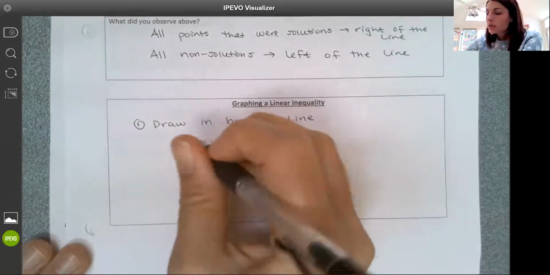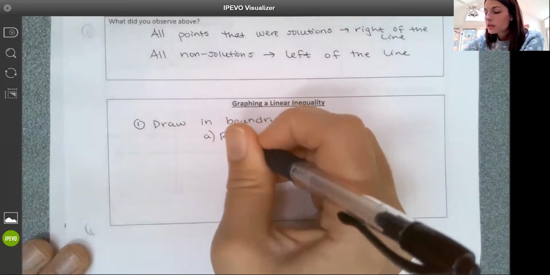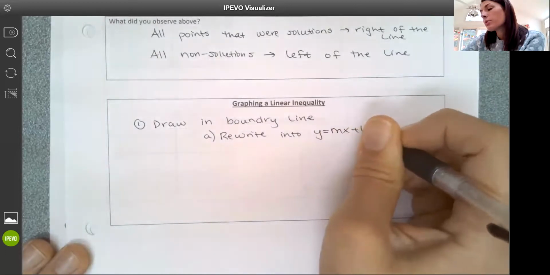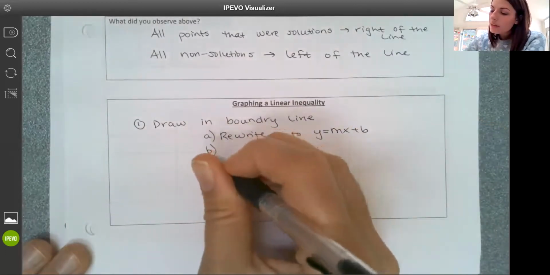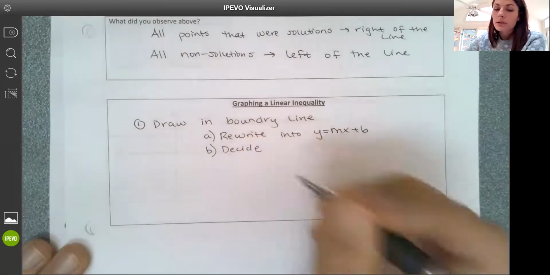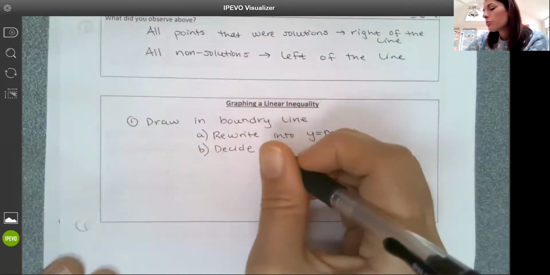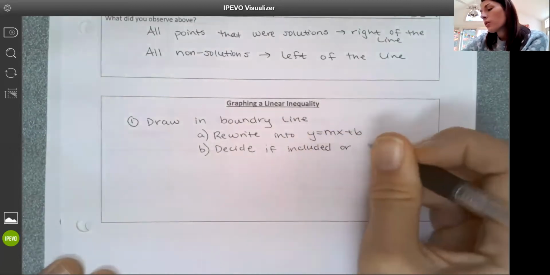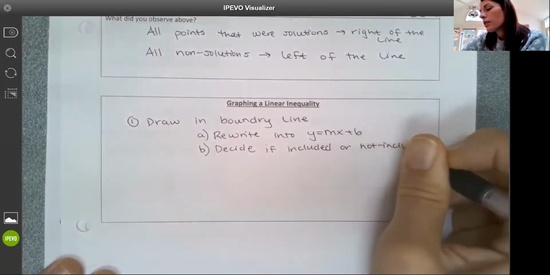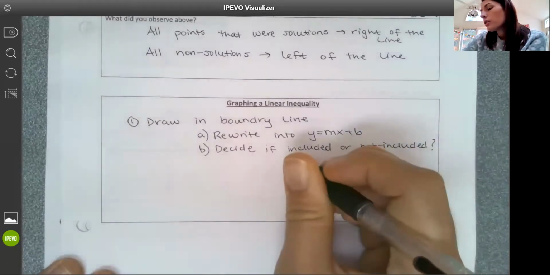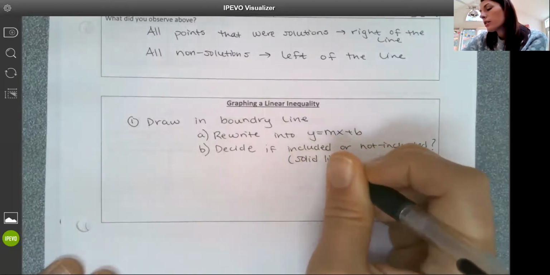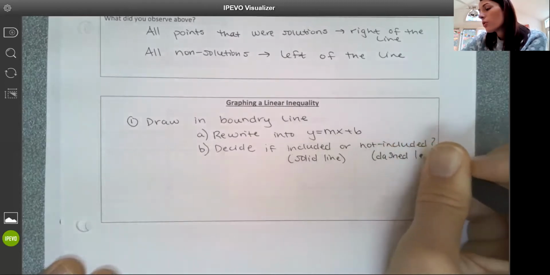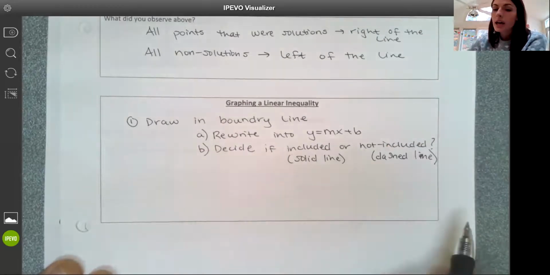And we do that by rewriting into y equals mx plus b. And then we decide, and we haven't talked about this piece yet, and we will in a minute, if it is included or not included. Included is a solid line. Not included, we would only draw in a dashed line. And this will be new info to us today. And we're going to talk more about that in a minute.